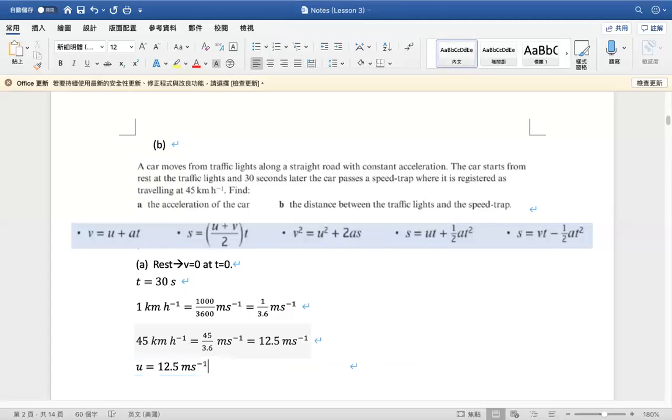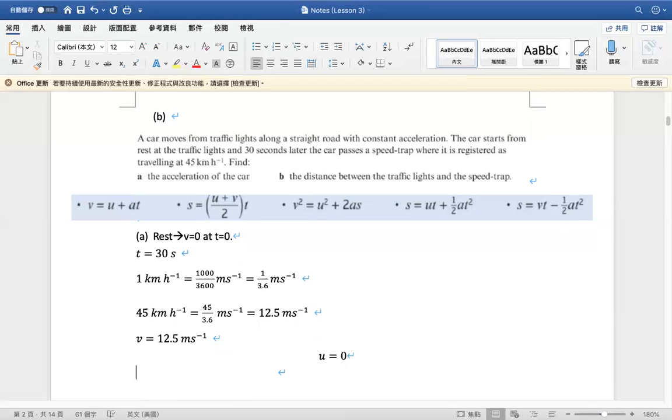And then how about, sorry, no, this is not U. This is V. What is U then? U is 0, right? Because it's initially at rest. So U equals 0. Again we have 3 quantities, namely U, V, and T. So again we need to choose the correct equation to find the A.